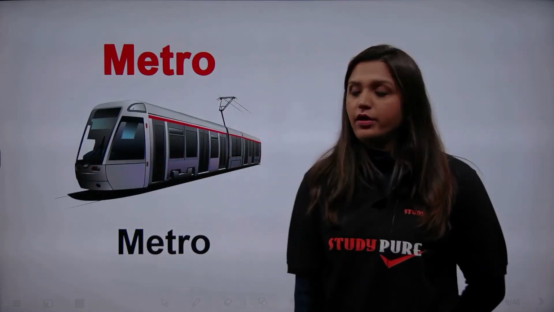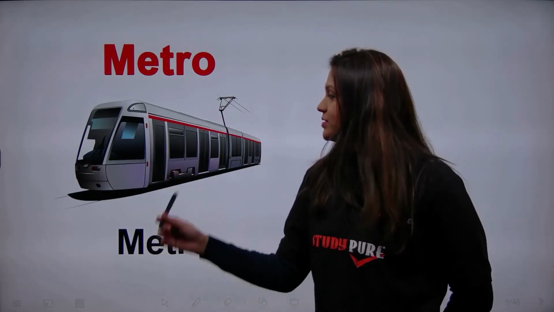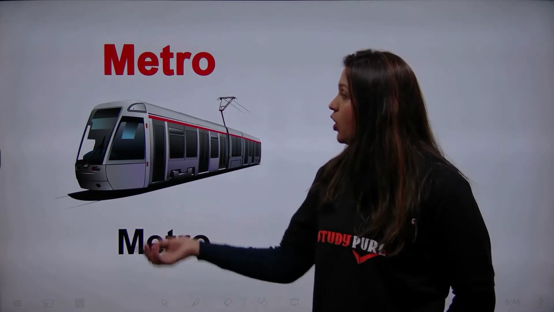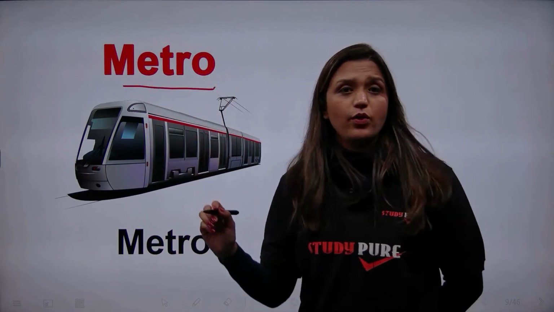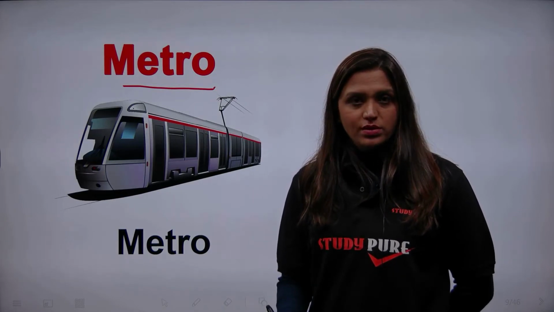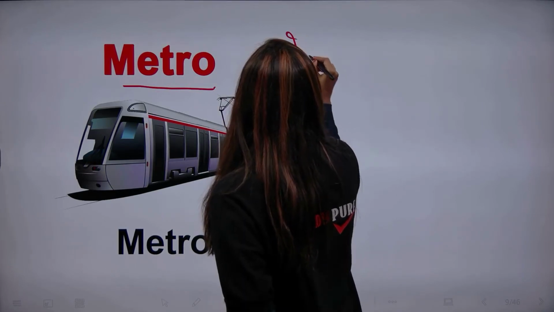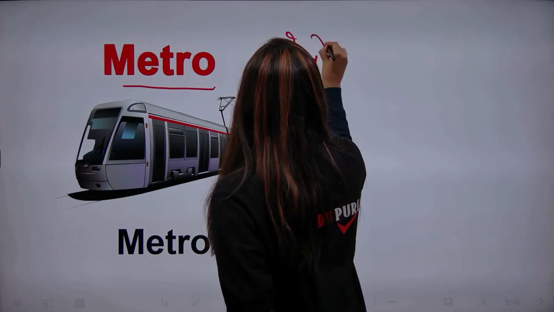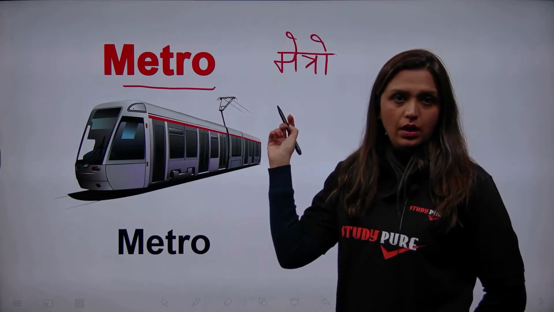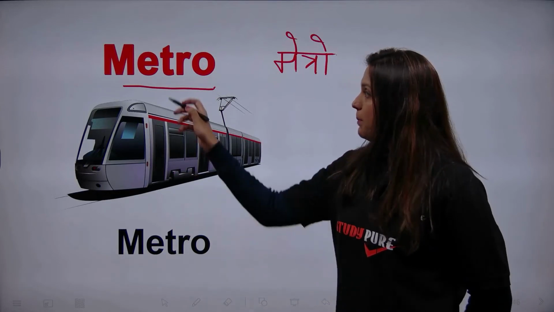What do we have here now? We have our red line of the metro. This is the metro. How do you call a metro in Spanish? Metro is called the same way. Metro. How do you write it? Metro. That's a metro for you in Spanish.